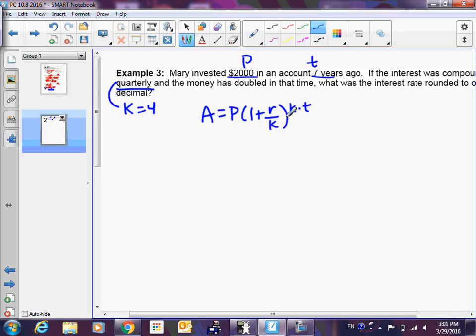And you can use K times N or T right there. And so then it says the money was doubled. So that's telling us how much money we should put in A. So what would that be? 4,000. We don't know R, that's what it's asking us to find. K, here's 4, and up here I would do 4 times 7, or you could just write that as 28.